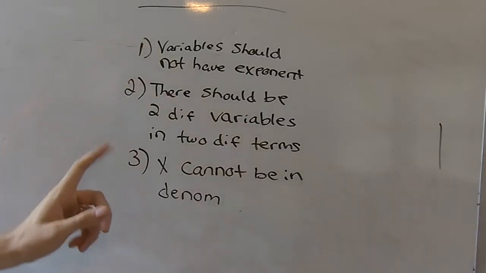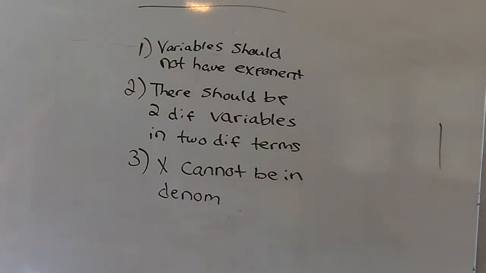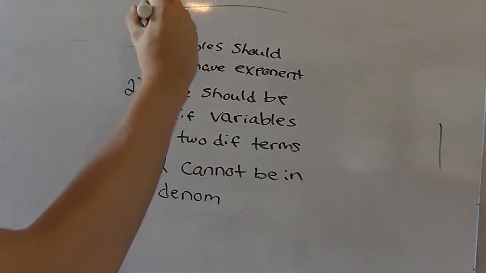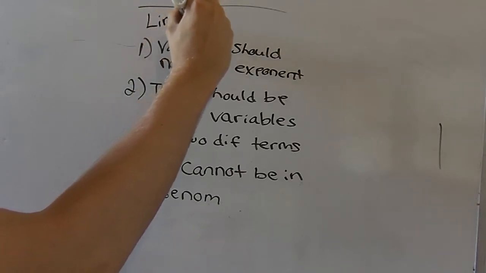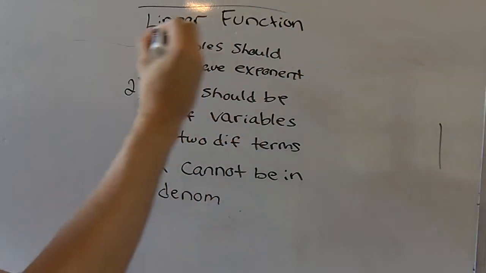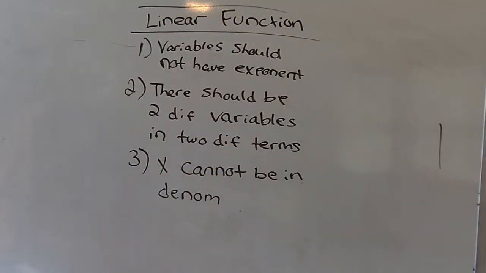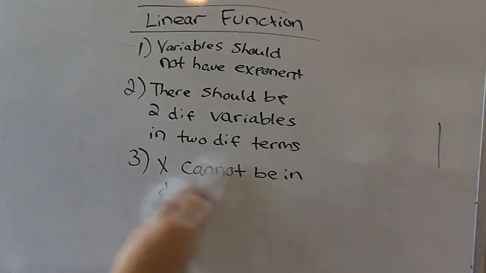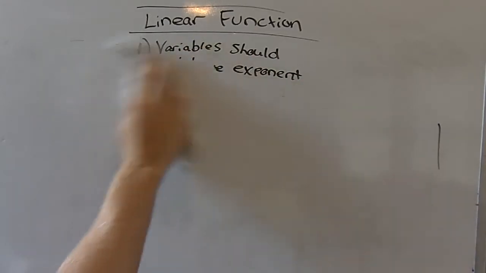If any of these three things are true about the equation that you are looking at, then you are looking at a nonlinear function. If all of these things are true, then you are looking at a linear function. Remember, these are the rules for a linear function. So if any of these rules are broken, then you're looking at a nonlinear function. Okay, pause the video if you need to write this stuff down. I'm moving on.